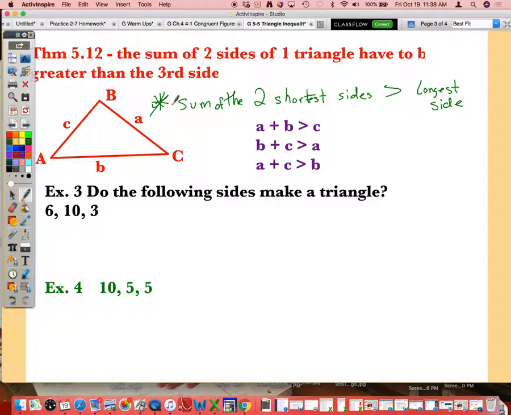6 and 3. 6 plus 3 is 9. Is 9 greater than 10? Why does that say greater than 10? Because it's supposed to be greater than 10, but it's not. That's false, which means those three sides don't make a triangle.